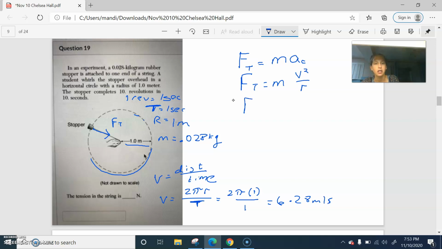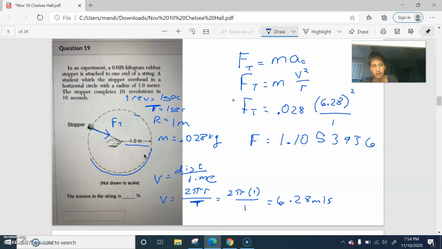But we're not done yet. We need to calculate the actual thing. So the mass is 0.028. The velocity is 6.28 squared. And the radius is still 1. So I'm going to square within my calculator so I don't lose any decimals. Hit enter, and then I say times 0.028. So that gives me a force of 1.105395693. That's so many digits.